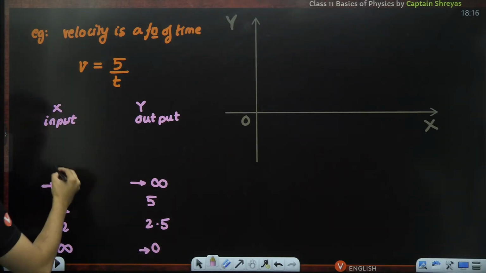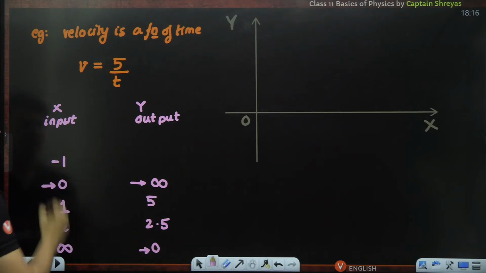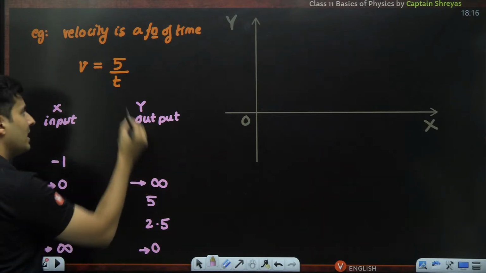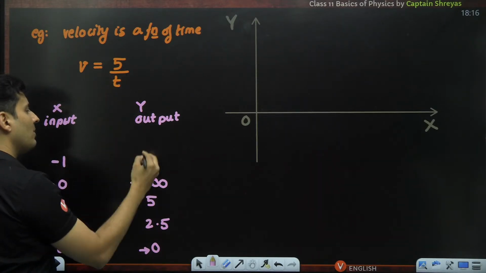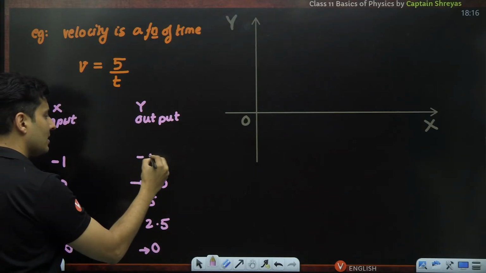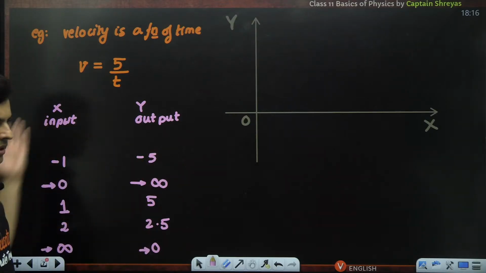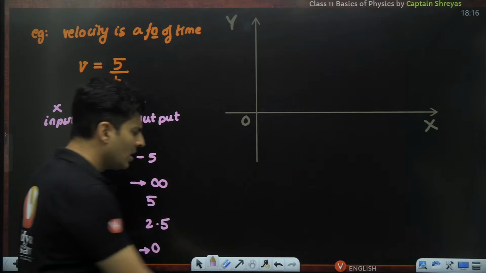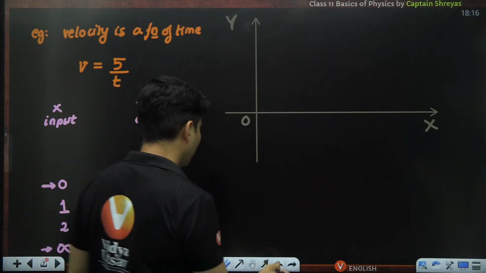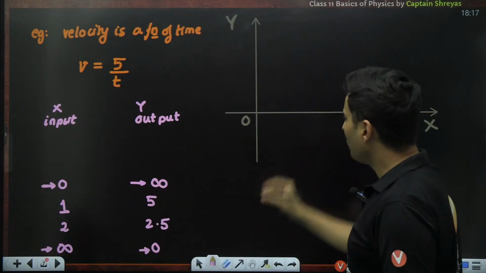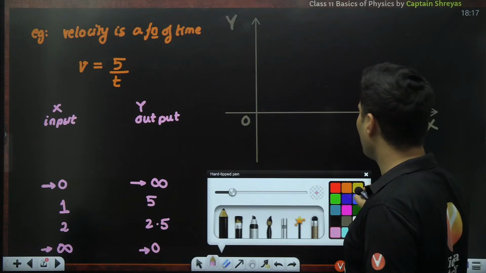I can also put some negative values and check what is happening. So if I put -1, you can see time is -1, so this will become basically -5. Oh, interesting. So it can go on the negative side also, on the positive side also. Let's stick to positive values for now. There is no harm. So if you plot this particular graph, how will it look, my dear students?